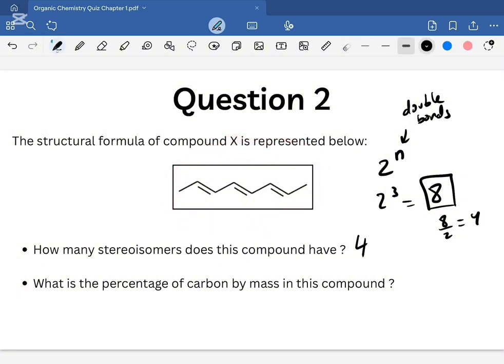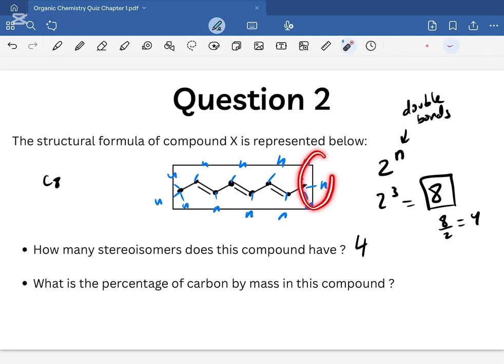Now, what is the percentage of carbon by mass in this compound? Let's first determine how many carbons we have. So 1, 2, 3, 4, 5, 6, 7, and 8. So we have 8 carbons. And the number of hydrogens: here we're going to have 3, here we're going to have 1, and here we're going to have 3. So if we count the number of hydrogens, here we have 3, 4, 5, 6, 7, 8, 9, 10, 11, 12. So we have 12 hydrogens.